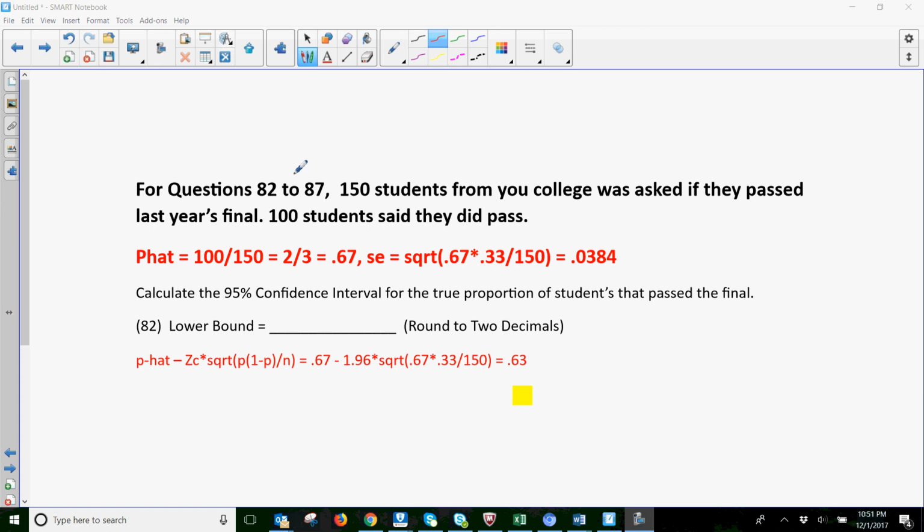All right, so here in this next question from 82 to 87, we have 150 students from your college that were asked if they passed last year's final. 100 students said they passed. So the first thing we have to do is calculate p hat. P hat is x over n.